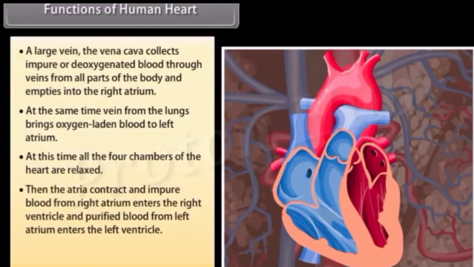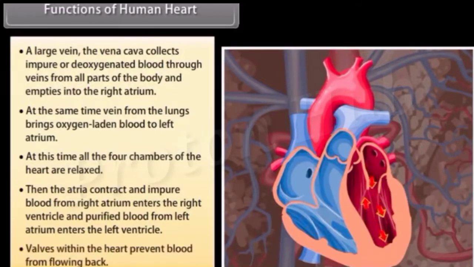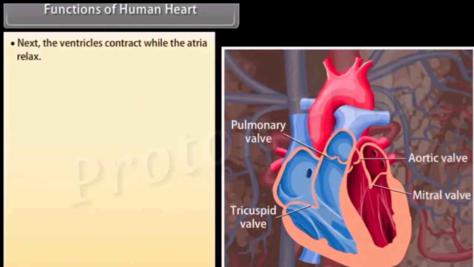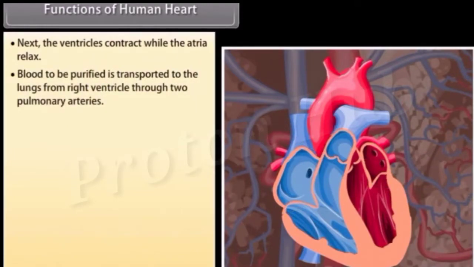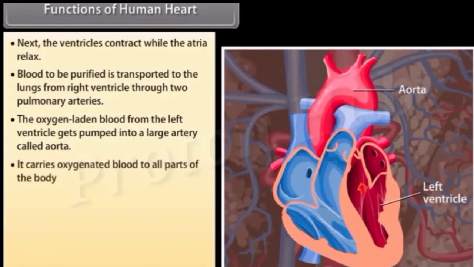Then the atria contract, and impure blood from the right atrium enters the right ventricle, and purified blood from the left atrium enters the left ventricle. Valves within the heart prevent blood from flowing back. Next, the ventricles contract while the atria relax. Blood to be purified is transported to the lungs from the right ventricle through two pulmonary arteries. The oxygen-laden blood from the left ventricle gets pumped into a large artery called the aorta. It carries oxygenated blood to all parts of the body.